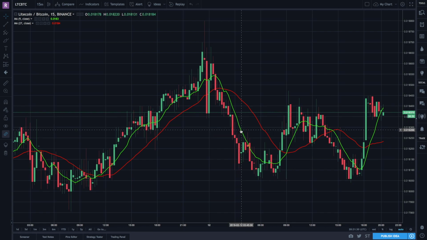So it's 0.5%. If you ever want to find out the difference along any line, the difference between these two lines at any point, you just grab the ruler tool over on the left, right here. You see that little blue ruler?